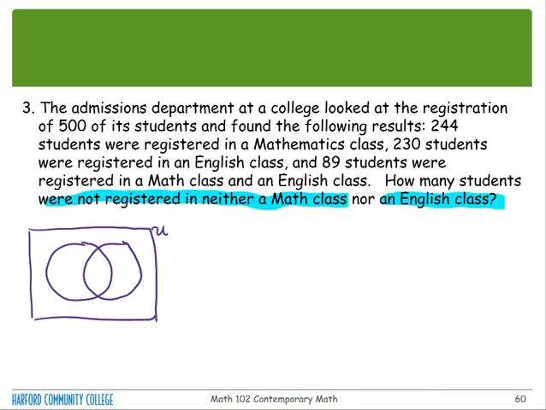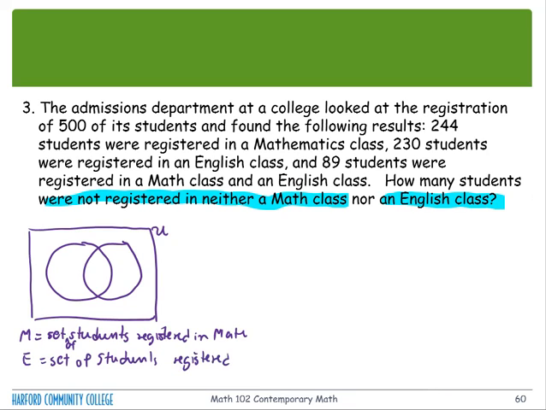Let's define the sets. Let's say M is for mathematics. M would be the set of students registered in math. And E would be the set of students registered in English. So put the notation M and E here.